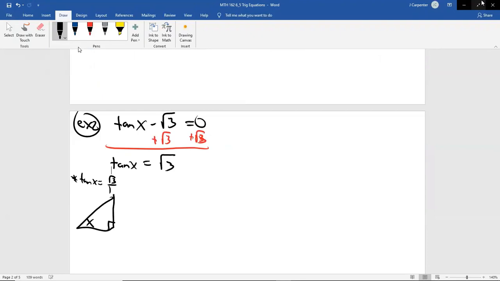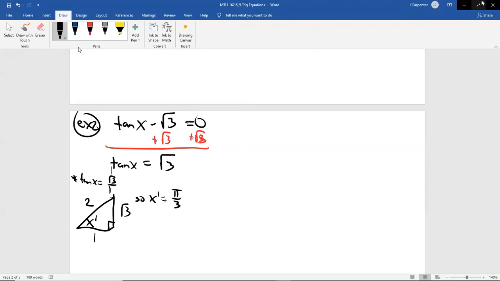Now I can say x or I can say x prime. Since it's positive, you might say it's just x. And you might be right for this since it's tangent, but if it was sine or cosine, it wouldn't technically be right. It would just be one of them. So let me just call it the reference angle. Opposite of square root of 3, adjacent of 1, well, that's the 1, 2, square root of 3 triangle. So that says that your reference angle is 60 degrees, also known as pi over 3.